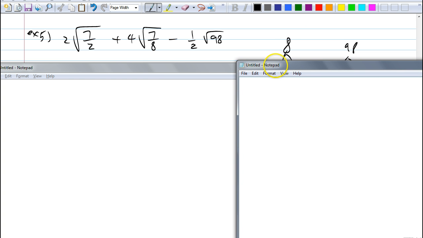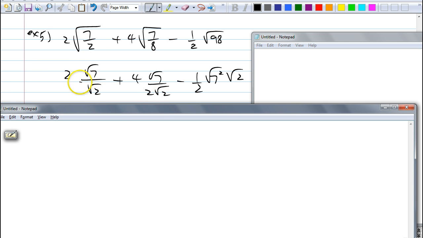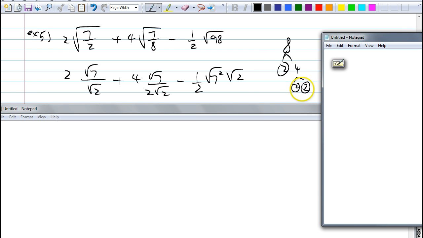First of all, the first fraction, 2 rad 7 over 2, isn't that the same as 2 times rad 7 over rad 2? Okay, plus 4 rad 7 over, where did I get 2 rad 2? Chuck? Because it was rad 4, rad 2. Or it was rad 8. Yeah, rad 8, which is the same as here. You get 2 times 2 times 2. Do you see how we got 2 rad 2?